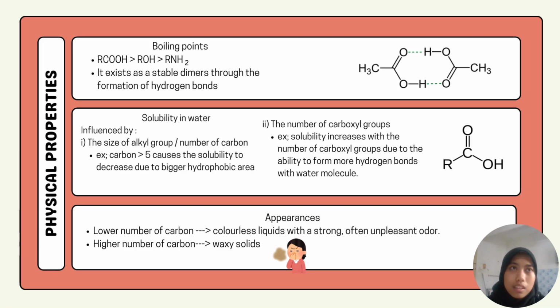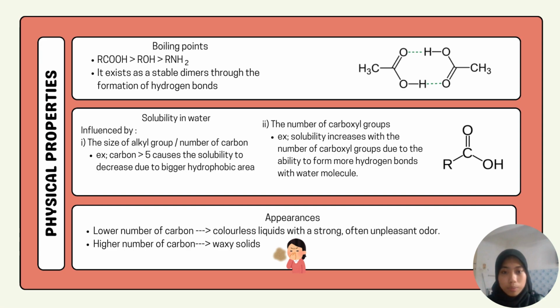So the next one is its solubility in water. The solubility of carboxylic acid is influenced by two factors. And these two factors have something to do with its area of hydrophilic and hydrophobic. So the first one is the size of alkyl group or the number of carbon. If the number of carbon in the carboxylic acid molecule is more than 5, it causes the solubility to decrease. And why is that?